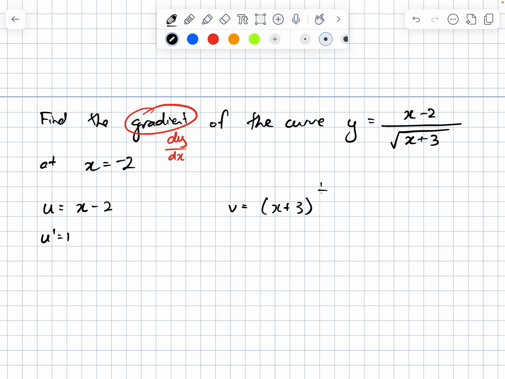V is the denominator. Now, when we're differentiating, it's best to rewrite this in brackets. So, x plus 3 to the power of a half. So, v dash, use the chain rule, bring the power in front, rewrite the bracket, reduce the power by 1, and times by the derivative of the bracket, which simplifies to make 1 over 2 and bring the negative power to the bottom of the fraction, which can be rewritten as a square root, 1 over 2 square root of x plus 3.